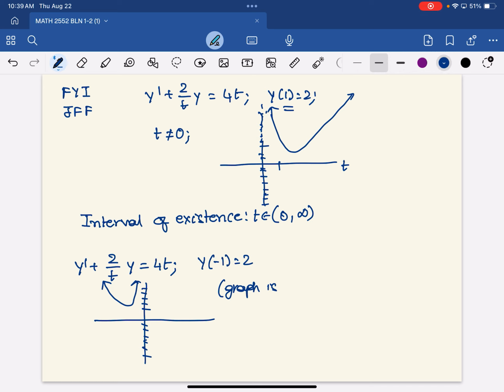Because my initial value is defined at negative 1, and negative 1 is to the left side, my graph will be on the left side, not on the right side. Okay? Are we all together on this?